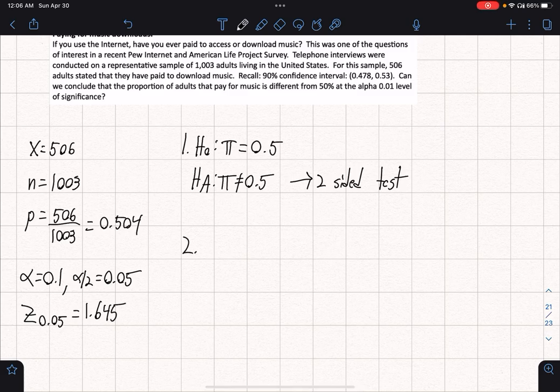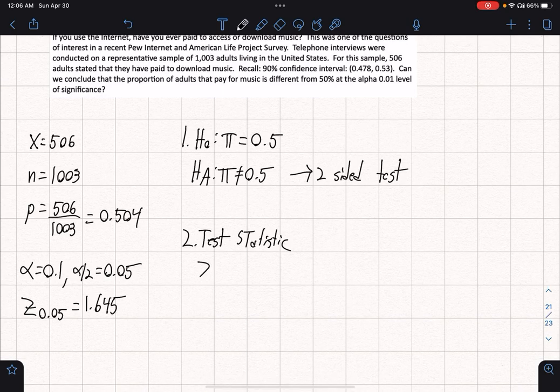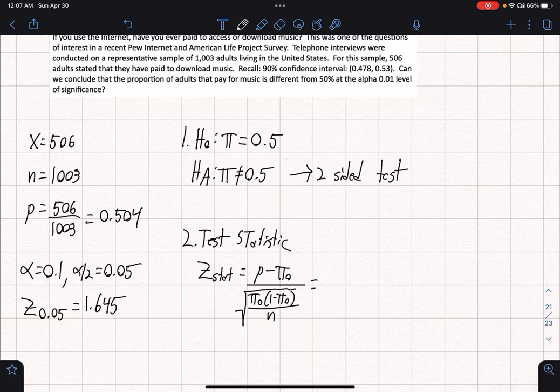Okay, step 2, we calculate our test statistic. So this is for proportion, so we have our new test statistic, z-stat, and it is equal to p minus pi naught over the square root of pi naught, 1 minus pi naught over n. So let's plug in. So our estimate for p was 0.504, and then for pi naught, it will be 0.5, and then n here is 1,003.